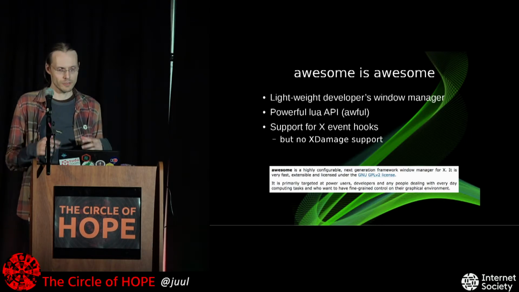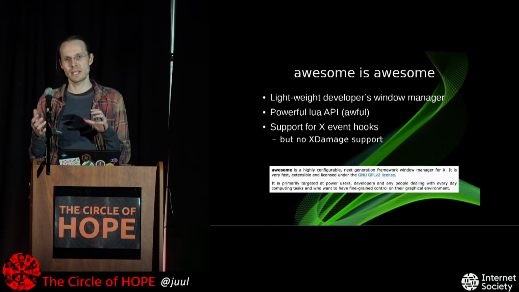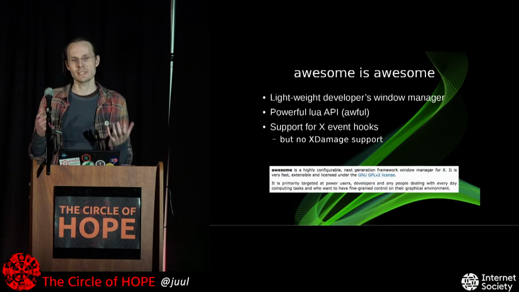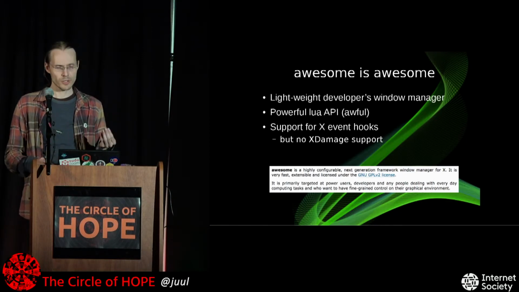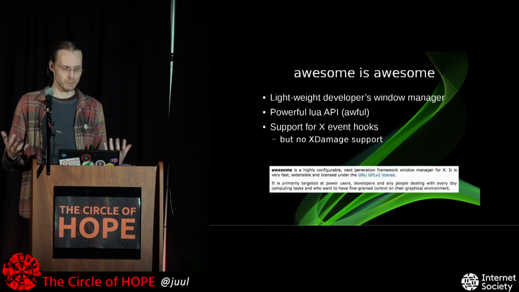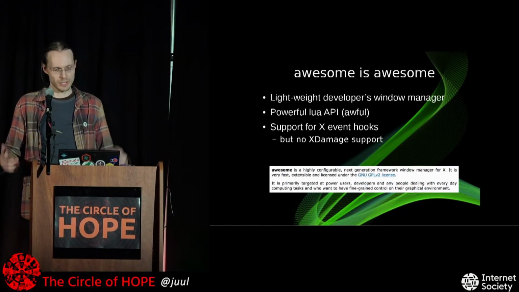X damage events are from the X server. Whenever anything changes on the display, you can register for X damage events, and it'll tell you which square was changed. So they got Awesome to be able to get this event information, this X damage information, and that's all you could gather from that.